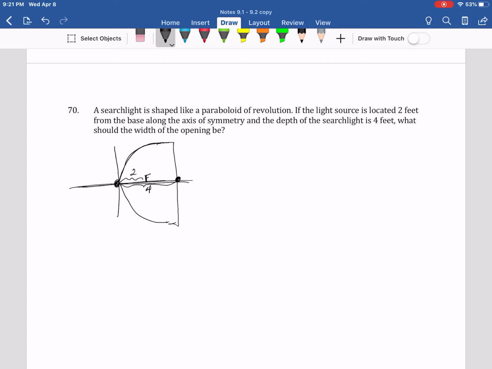What is the width of the opening? We want to find this piece. So we know our vertex is at the origin because that's where I put it. I know that the entire depth is 4 feet. I know my focus is 2 feet from the vertex. So my vertex is (0, 0). My focus is (2, 0). My graph opens to the right because of how I chose to draw it. And I know a is 2.